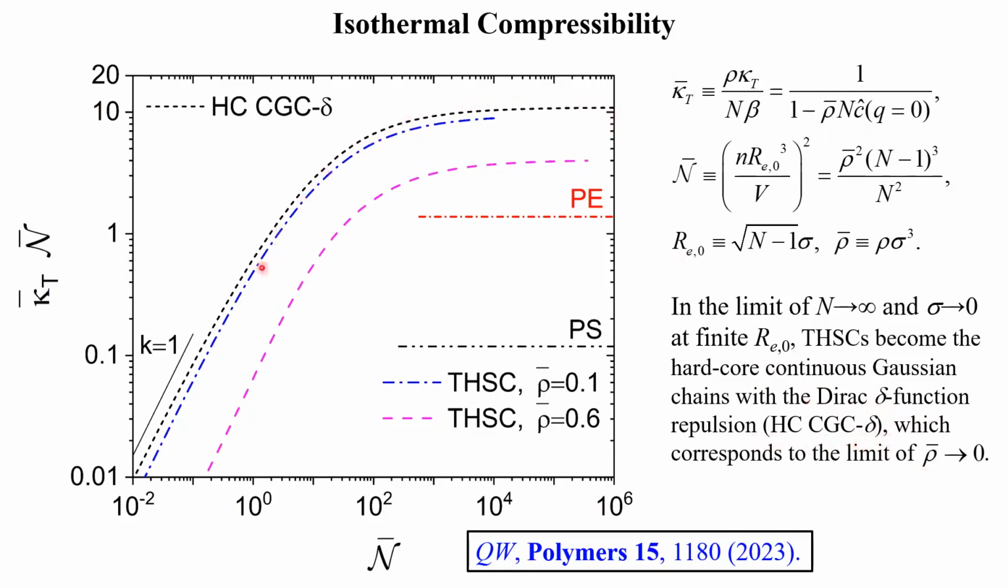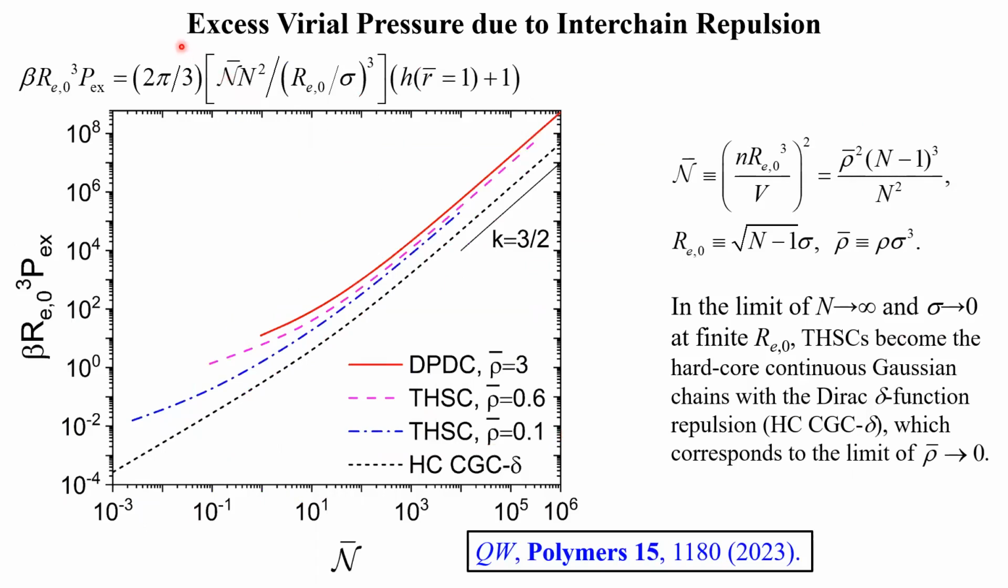On the other hand, the DPDC model at rho bar equal to 3 is the hardest to compress, although it's a soft core model. Therefore, both hard and soft core models can be used to describe the excluded volume interactions in real polymers, and experimental values of kappa T can be achieved by adjusting, for example, rho bar in these models. We also see that these models give similar behavior of the excess virial pressure PEX due to the interchain repulsion.